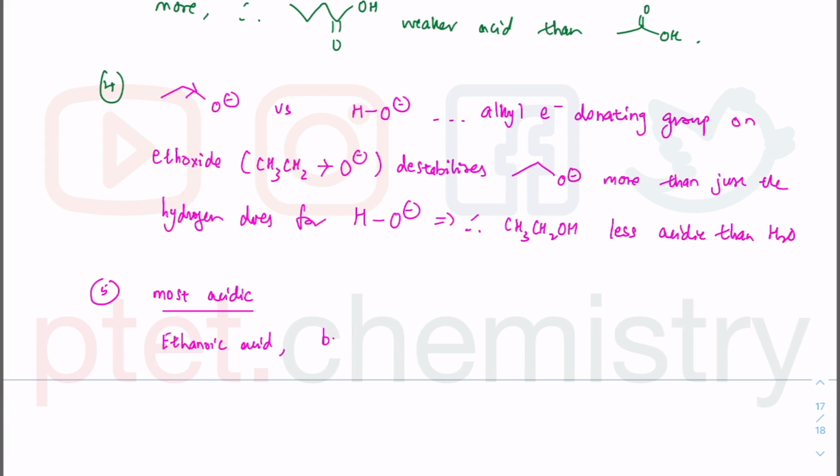And then you follow that by butanoic acid, as I've explained why butanoic acid is a weaker acid than ethanoic acid. And then between water and also the ethanol, we compare the stability of the conjugate base. This is more destabilized, so this is going to be more stable compared to this. So this is going to be giving us water as being more acidic compared to the ethanol. So ethanol is the least acidic after all because the conjugate base is the most destabilized.